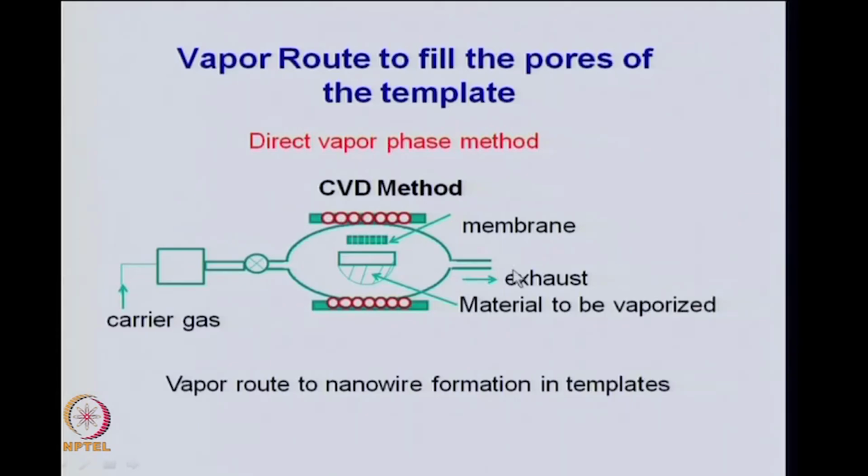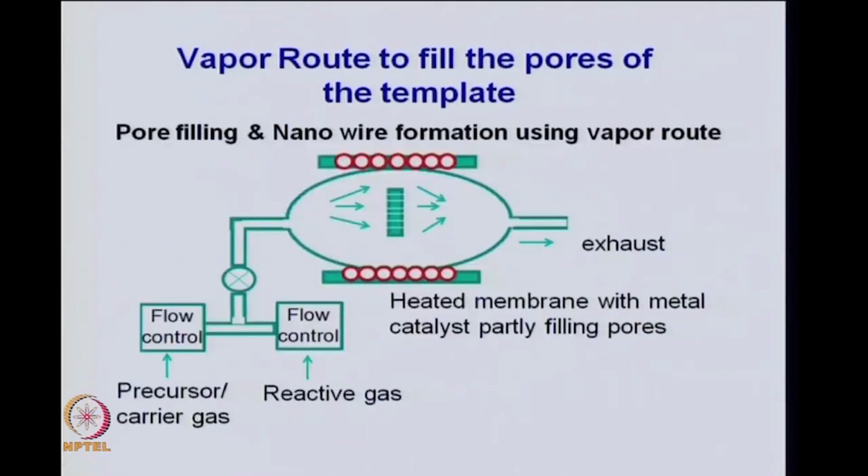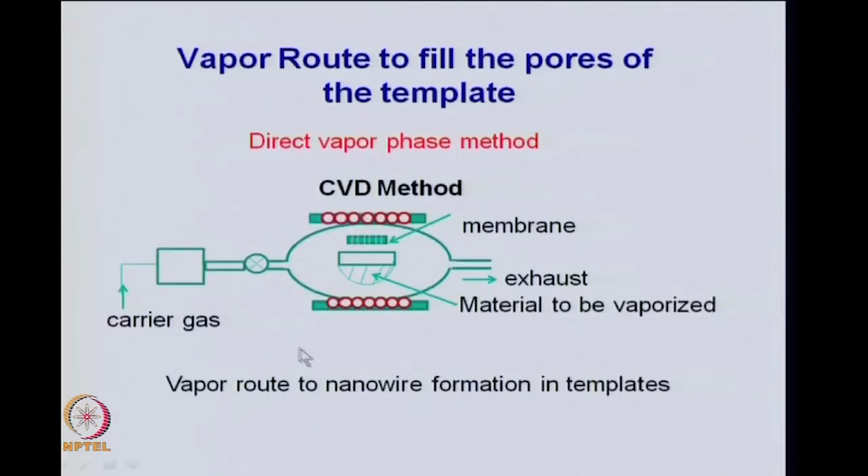So, the vapor route can be of two types. You can have your reactant as a vapor coming through this channel, or you can have your reactant be a solid and vaporized within this chamber, like the CVD method, and that also can make particles on these templates or membrane material which has these columnar or cylindrical pores, and that way also we can make the nanowires.